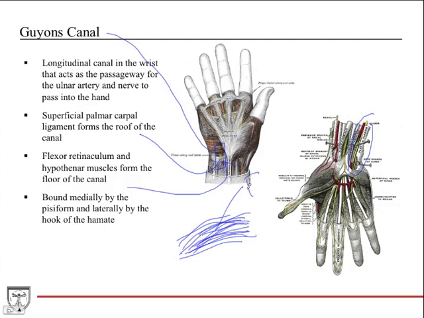So that's the flexor retinaculum. We'll review that, FR. Remember, that's the roof of the carpal tunnel. Then you have the ulnar artery and nerve traveling in here like this.